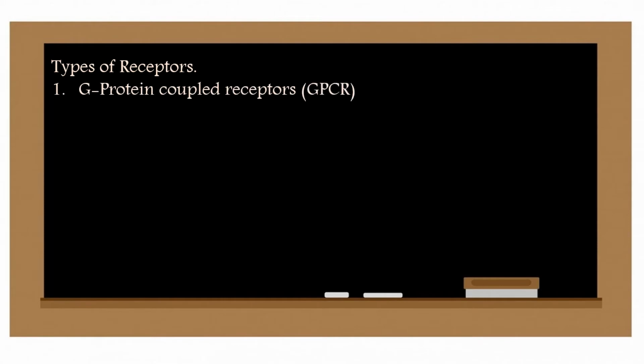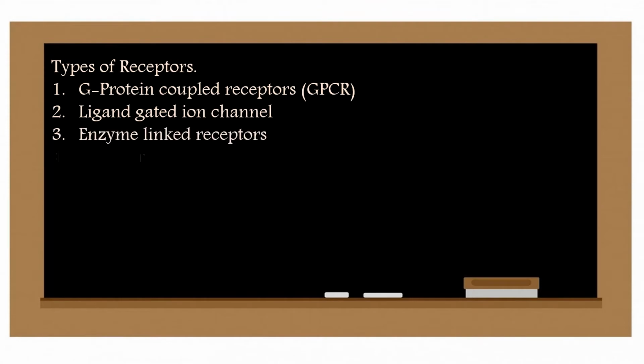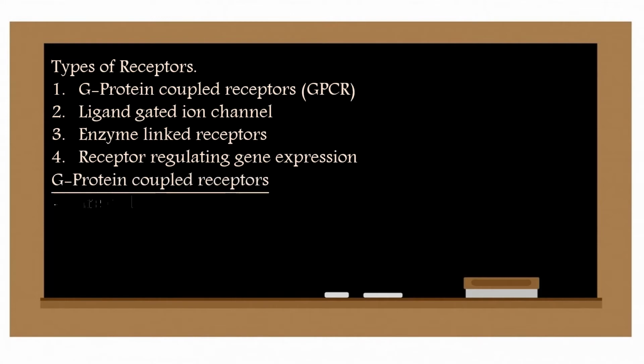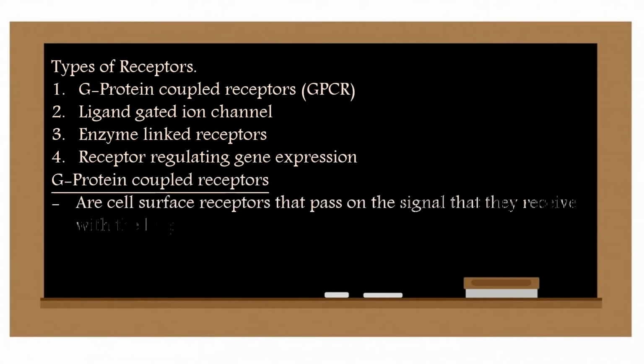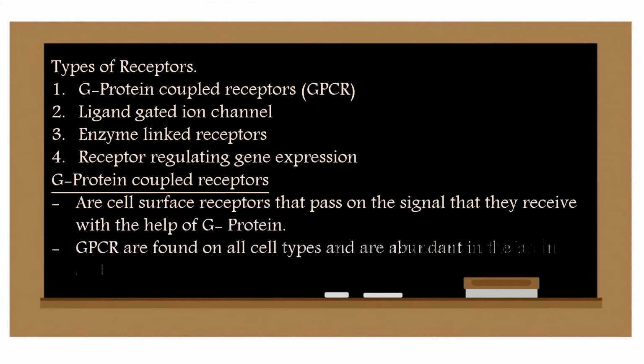The four different types of receptors are G-protein-coupled receptors or GPCR, ligand-gated ion channel, enzyme-linked receptors, and finally receptors regulating gene expression. Let us see them in detail. First one is G-protein-coupled receptors. What are they? They are cell surface receptors that pass on the signal that they receive with the help of G-protein. These GPCR are found on all cell types but are abundant in the brain and gut.